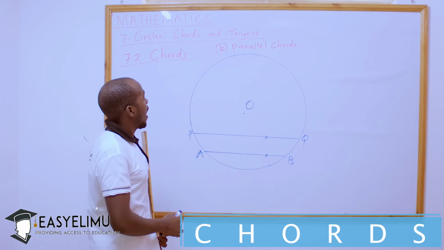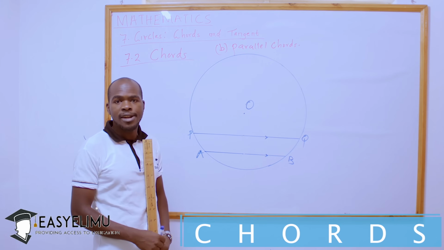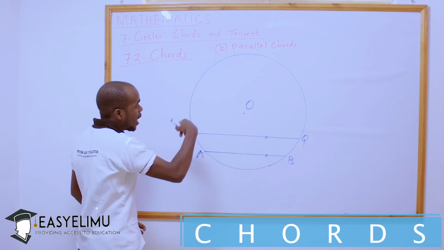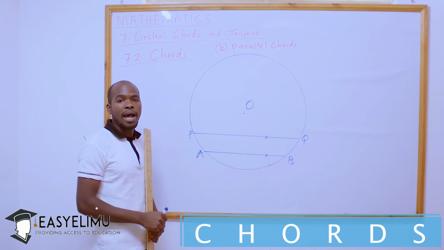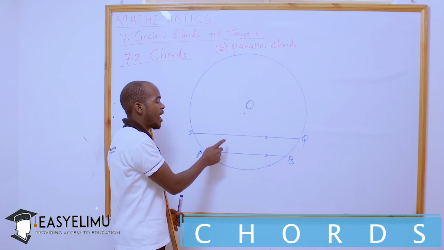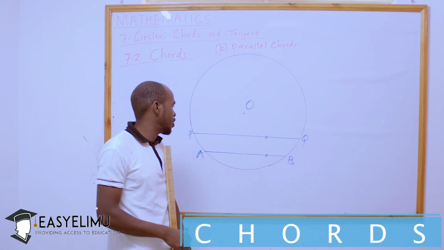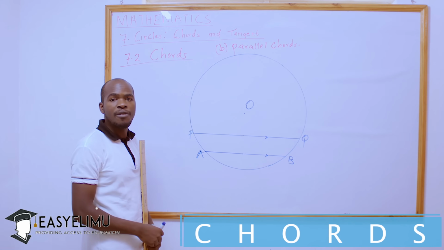Now let's see how parallel chords look like and how we can see the relationship between parallel chords. You will find that I have drawn a circle here, having two straight lines which are parallel to each other. These two straight lines are touching the circle at different points, like points P and Q for the first line, and A and B for the second line.